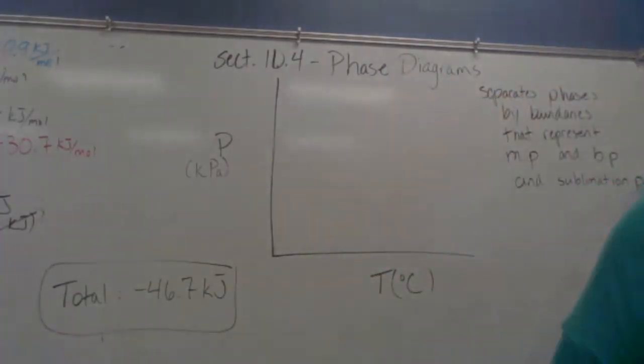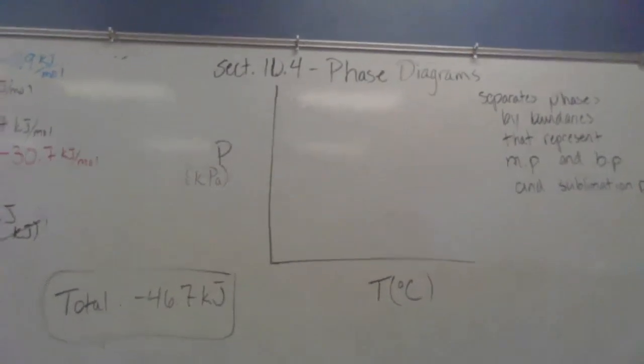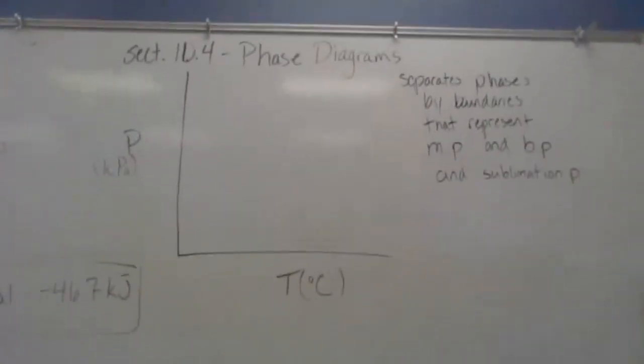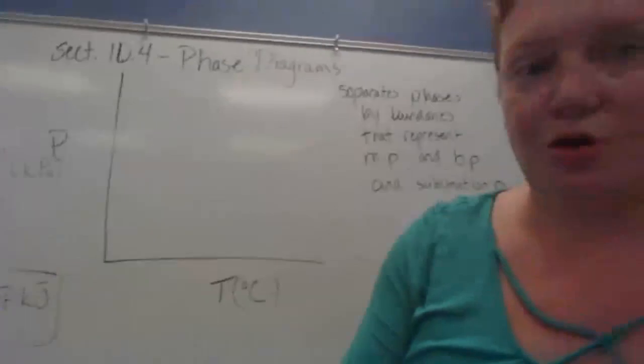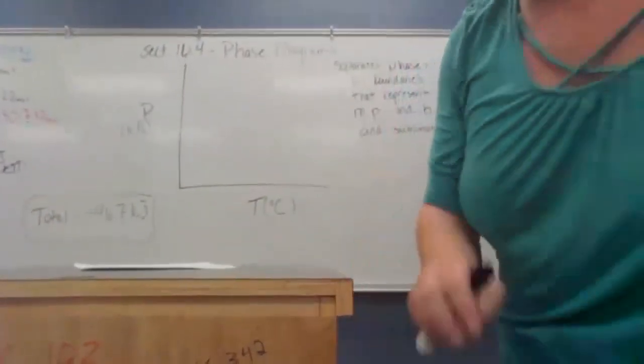Melting is going from solid to liquid. Boiling is going from liquid to gas. Sublimation is going from what to what? Solid to gas. Solid to gas.